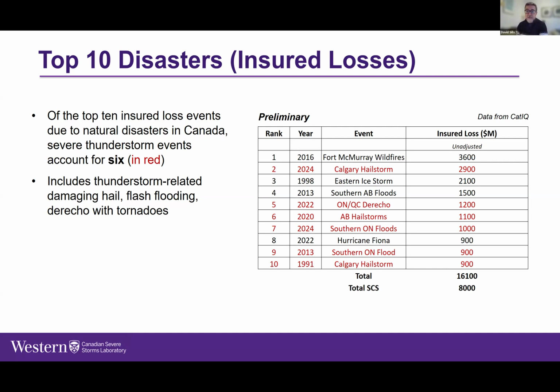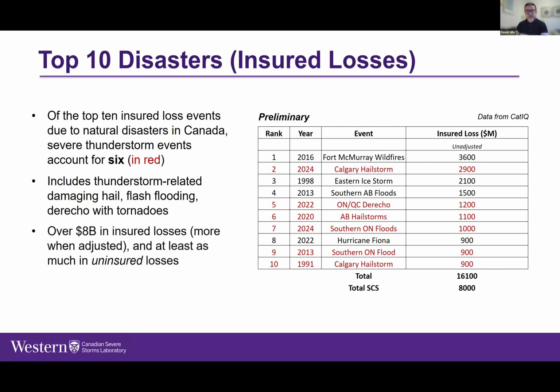The Calgary hailstorm has jumped to number 2 with almost $3 billion in insured losses. These include thunderstorm-related damaging hail, flash flooding, derecho with tornadoes. So all of the hazards are part of this list. And there's over $8 billion in insured losses that come from severe convective storms.